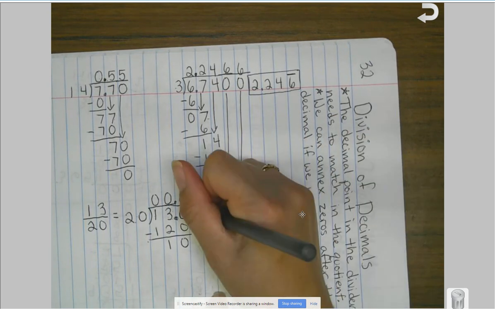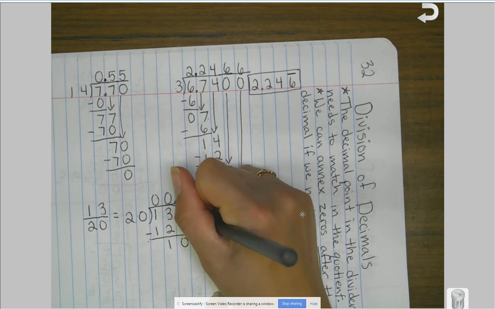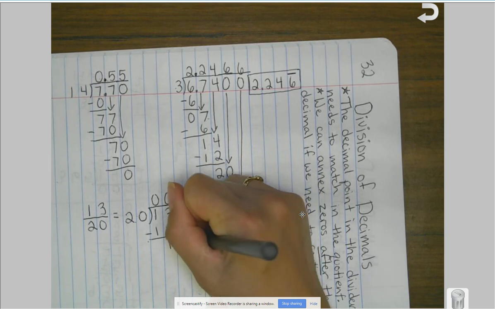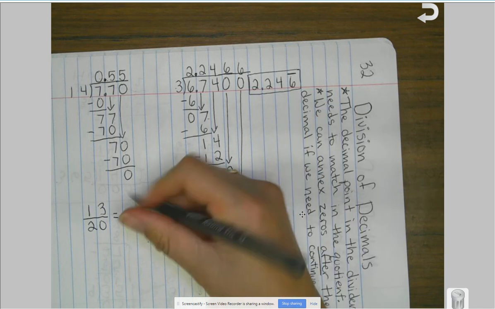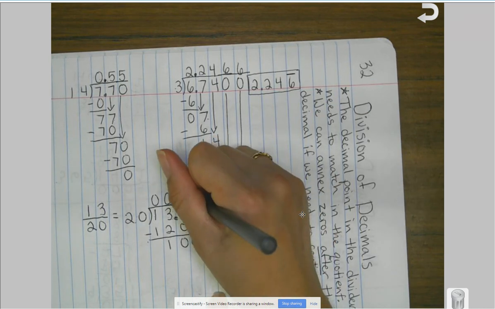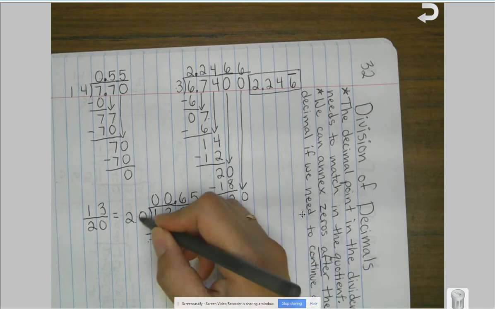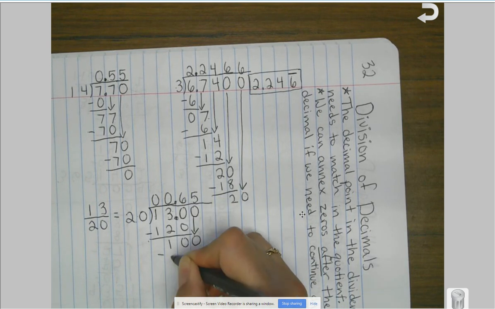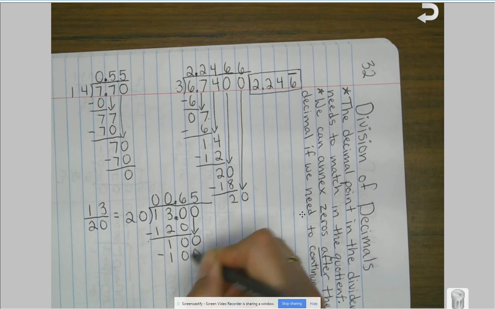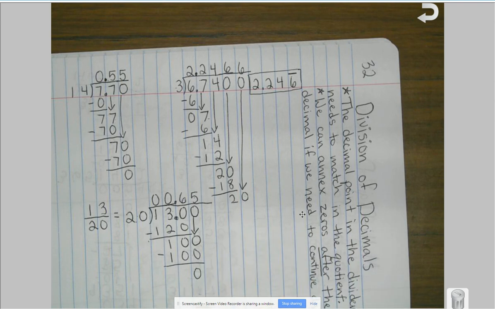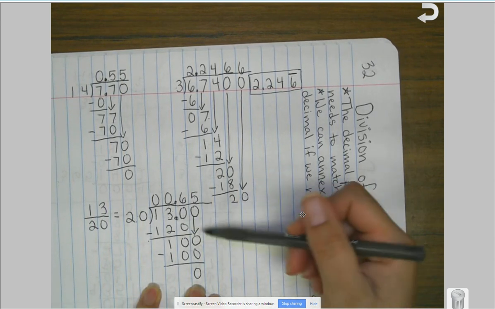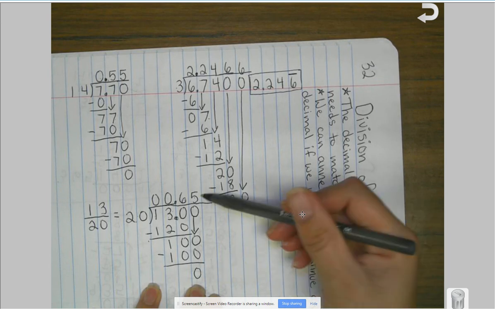Okay, annex another 0. We're just moving into the hundredths place. How many times will 20 go into 100? 5 times. So 5 times 20 is 100, minus 100, and I get 0. Since I got 0 here and I have no other numbers besides 0 to work with, I know that I'm done.